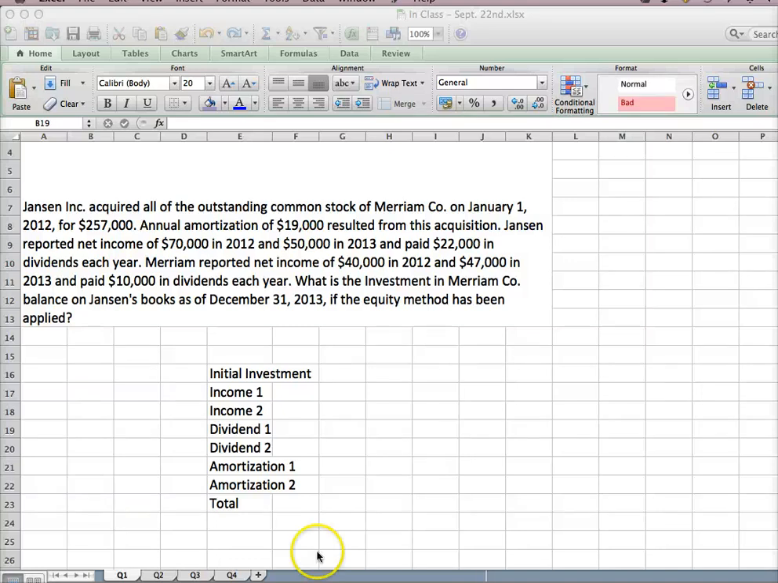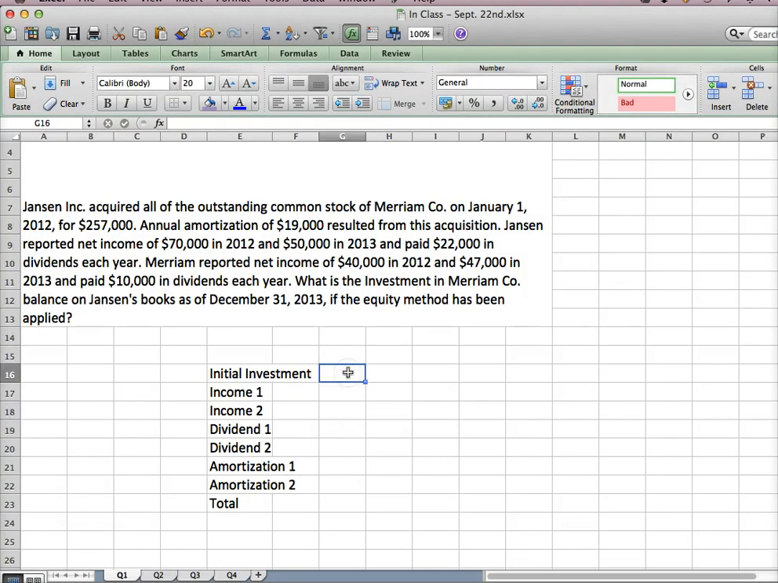Hi everybody. I wanted to go over one more time the homework questions we did in class yesterday, the lesson plan we did together, and some of the concepts regarding consolidation subsequent to the date of acquisition.